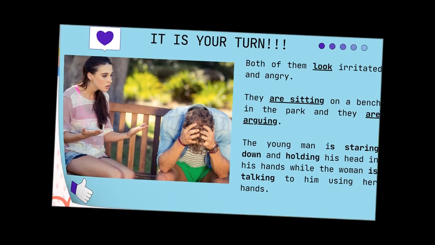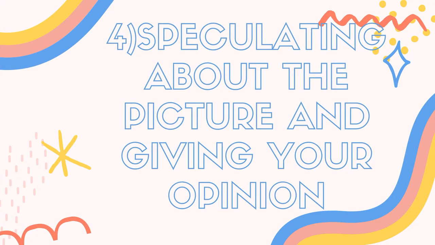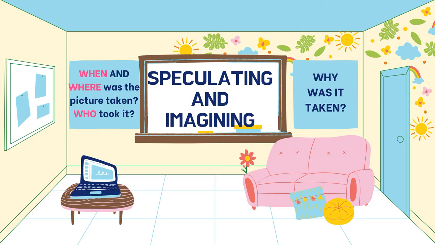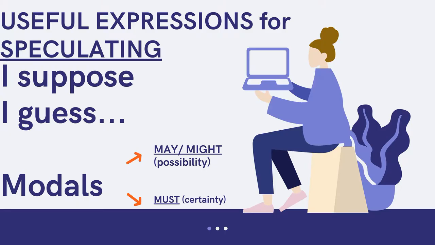To finish off, you should end your description with the last step, that is, speculating about the picture and giving your opinion. In a way, it is like talking about possibilities, and I would dare to say that you can feel free and open your mind to imagination. Answering these questions may help you. Where, when, and who took the picture, and why was it taken? Useful expressions for speculating are "I suppose," or modals such as "may," "might," if you want to express possibility, or "must" for certainty. And finally, you could say why you like or you don't like the photo.